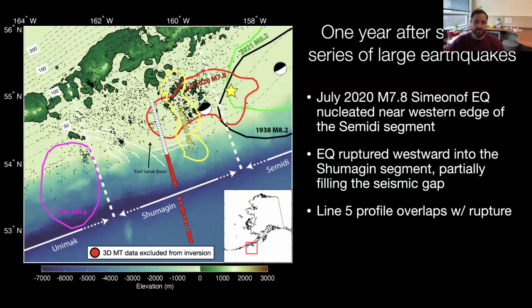Again, this is just to show you the slip contour. I think this is the 0.5 meter slip contour, if I remember correctly, from the July 2020 Simeonof earthquake, and where our profile is. I'm going to show you MT inversion results of the white squares only, because the red ones were 3-dimensional, and so we couldn't analyze these with 2D methods. You can see they overlap with where the fault slipped from this event, at least at the western edge of it. So what's interesting is this event seems to have initiated somewhere near the Shumagin-Semidi boundary, and then propagated westward into the Shumagin segment.